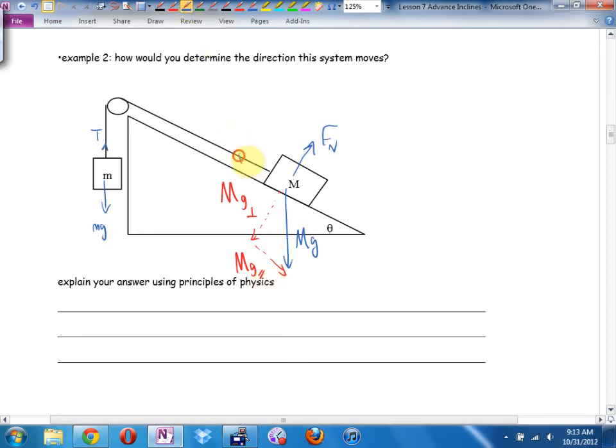But what do we know in the main equation will happen to the tensions? They cancel. And the question was simply saying, how would you determine the direction this system moves? Whichever is larger between little mg and mg parallel, which is big mg sine.